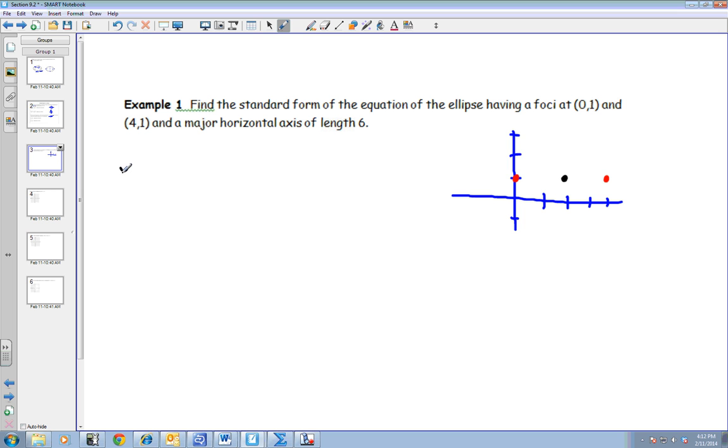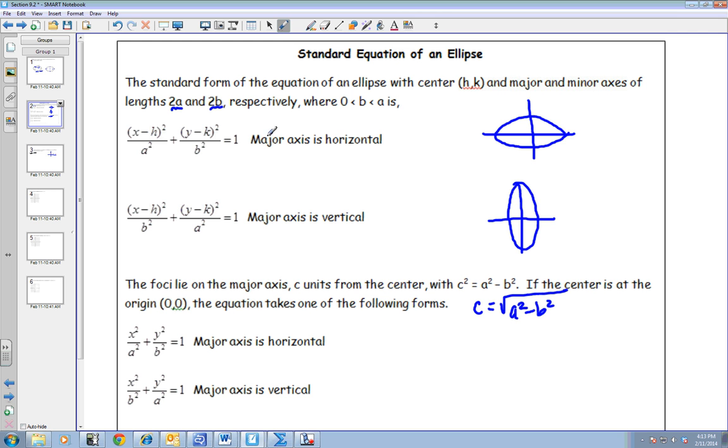Okay, so my center has to be the point (2, 1). Do you see that? And so that's going to help me write my equation. I already know I have a major horizontal axis of length 6. All right, so let's look. I have a major horizontal axis, so this is the equation that it's going to look like.